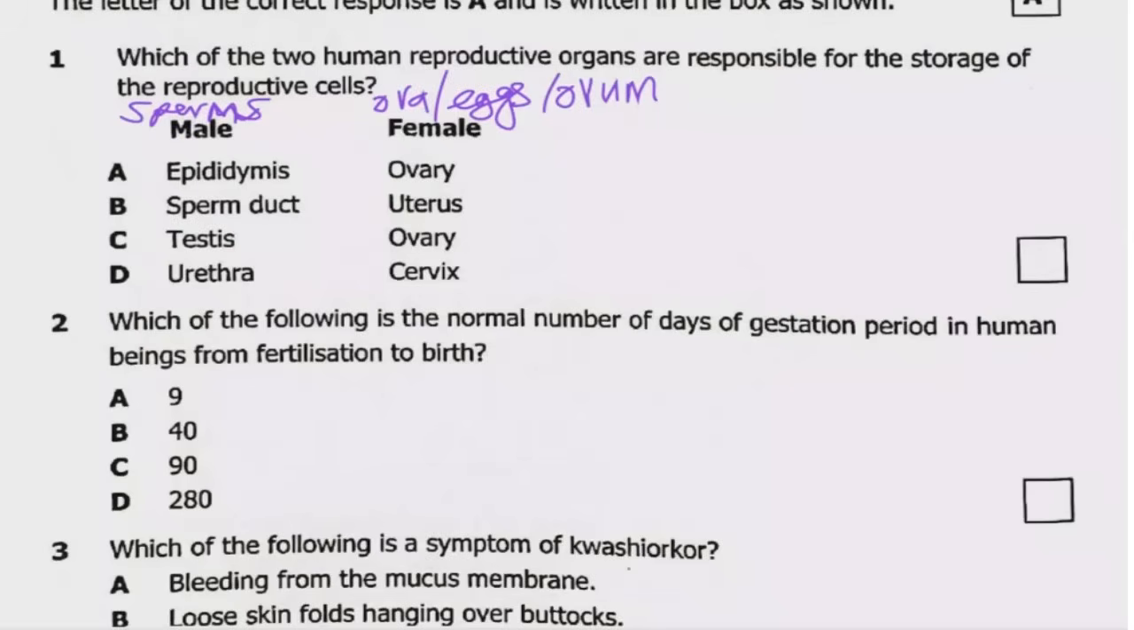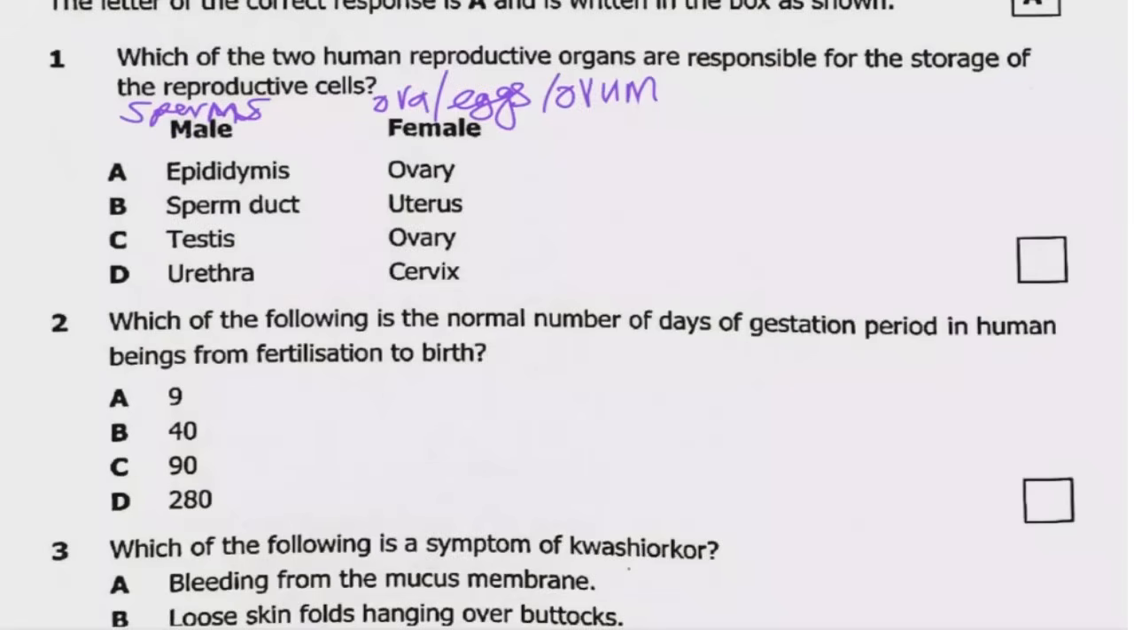When you talk about testes, testes make sperms. That is option C. We are done with option D. We have talked about urethra and cervix. The duty of testes in C is to make sperms. Ovary, they store eggs. Because there are testes which produce sperms, that's why the answer is not correct.